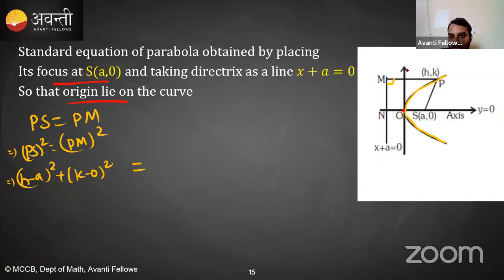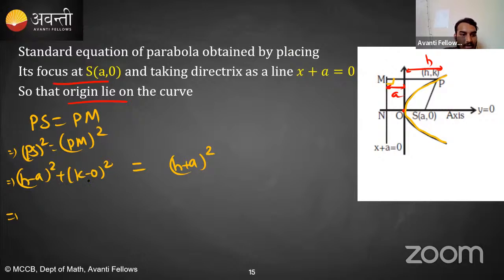See, this is h, right? This is h and this is a. So PM is h plus a. Yes or no? PM is h plus a. So this distance is (h plus a) square. Is that clear, everyone? Okay.